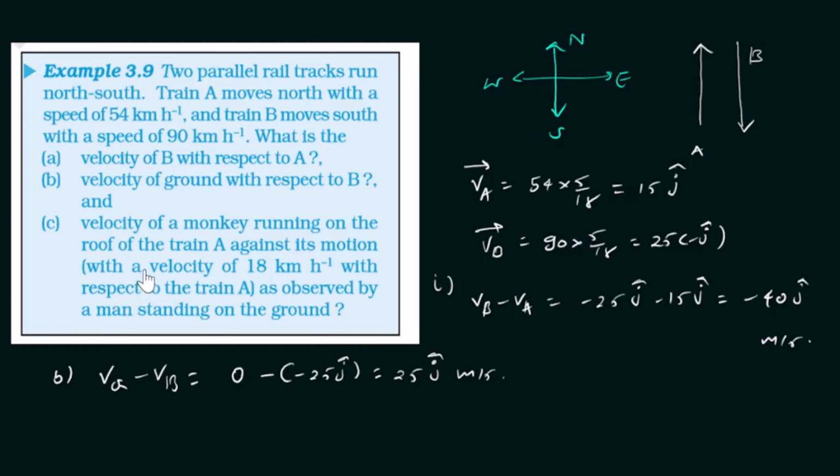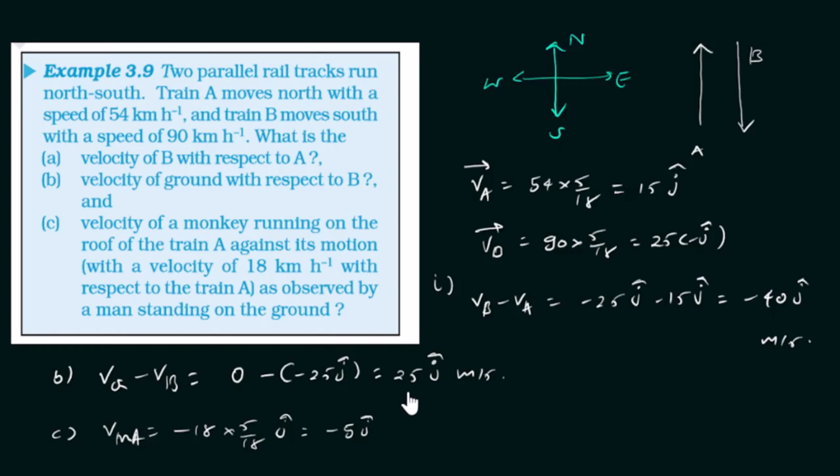Velocity of a monkey running on the roof of the train A against its motion. So basically our C part is velocity of monkey, which is moving against its motion. It means it will be traveling in the south direction. Its speed is 18 kilometer per hour with respect to train A. So VMA is basically 18 kilometer per hour. It is minus 18 into 5 by 18 j cap, so this will be minus 5 j cap. The negative sign shows that it is moving against the train's motion.